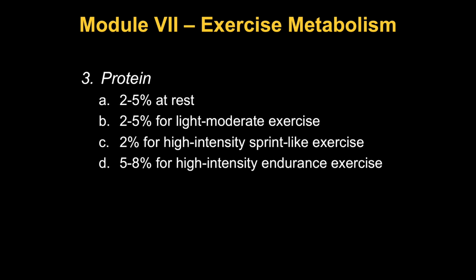As far as protein is concerned, about 2 to 5% at rest, 2 to 5% contribution for light to moderate exercise, 2% for high-intensity sprint-like exercise, and where we see the greatest impact of protein on overall ATP production is going to be under high-intensity endurance exercise activities, again, like a marathon here, so about 5 to 8%, no more than 10% contribution from protein.